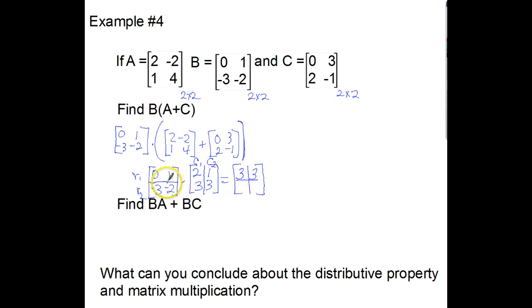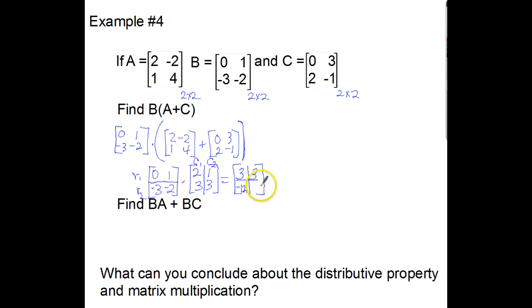Okay? And now we take a look at our answer. This position in our answer is position row 2, column 1. So in our problem, we take row 2 and times it by the numbers in column 1. First times first is negative 6, plus, and it's always plus, negative 2 times 3 is negative 6. Negative 6 and negative 6 gives us negative 12.